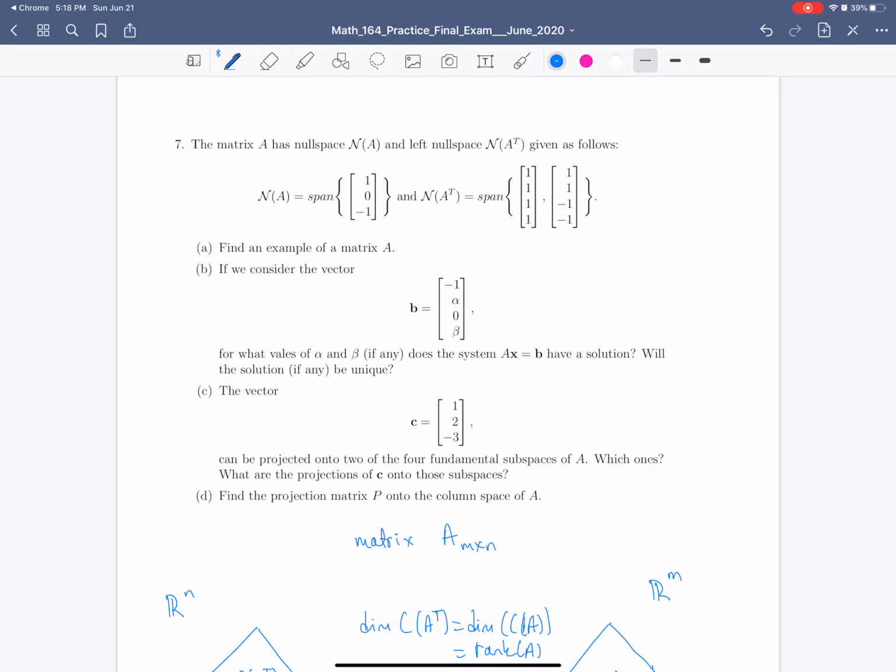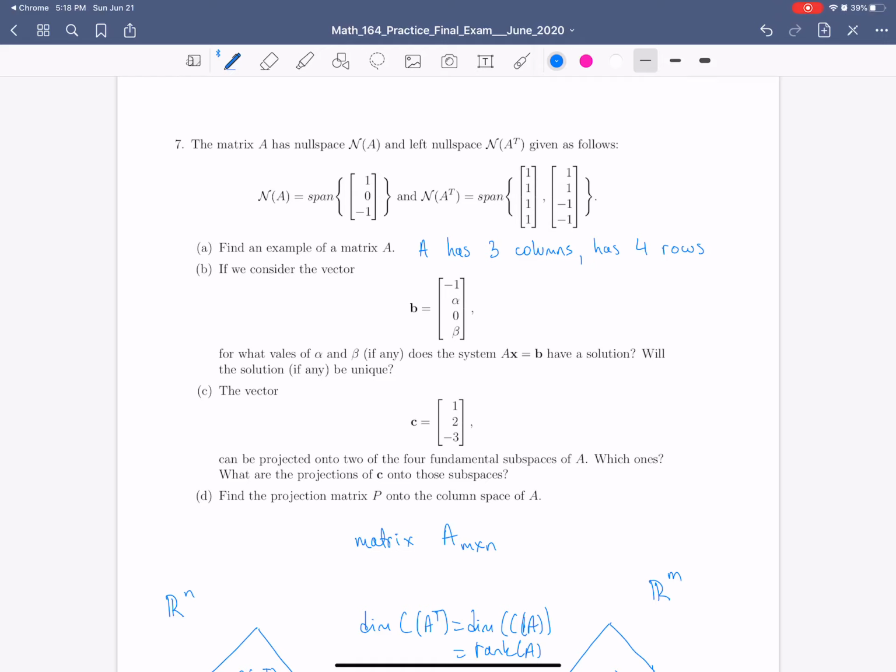So, first things first, the null space of A tells us how many columns A has. So the fact that there are three components in the null space of A, I know that A has three columns. Because remember, the null space gives us combinations of the columns that add to zero. And the fact that the left null space has four components tells us that A has four rows. Okay, because the left null space tells us how to combine the rows to get zero.